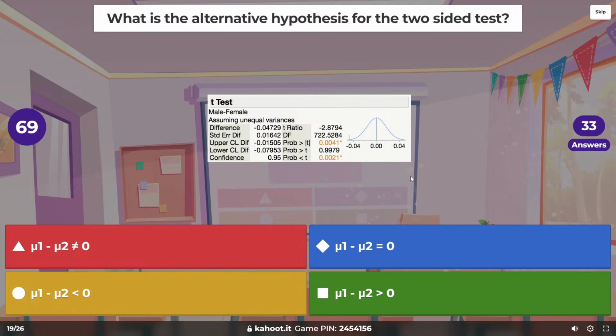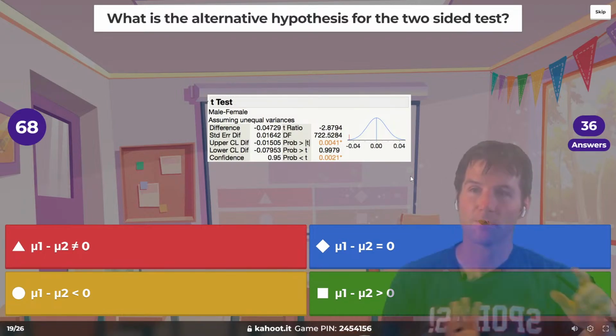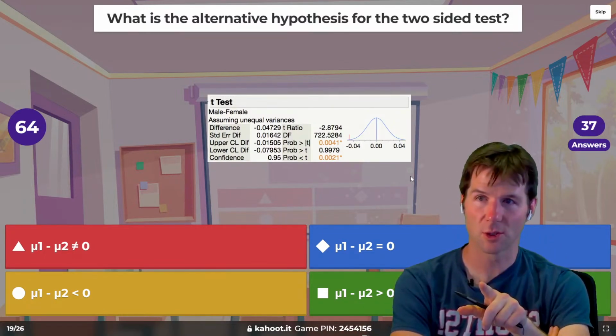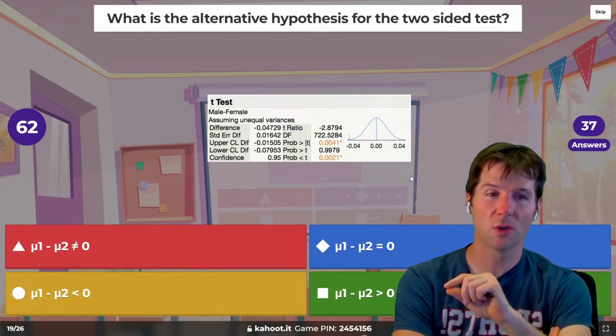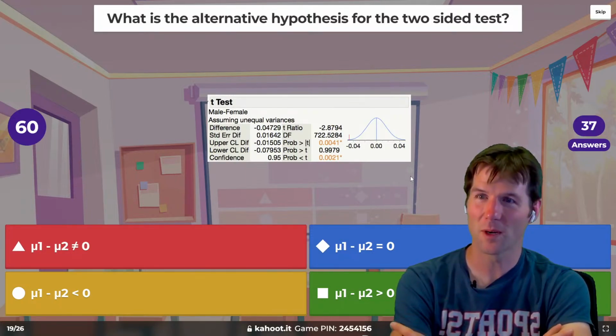What is the alternative for the 2-sided test? Now remember, it's the researcher who picks this alternative, and it also goes to the way you find the p-value. Great job with the not equal right there.